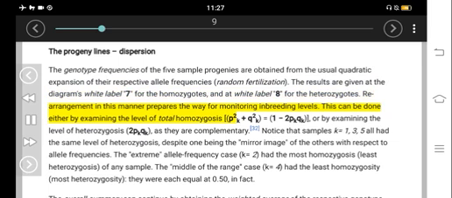This can be done either by examining the level of total homozygosis, P²K plus Q²K equals 1 minus 2PKQK, or by examining the level of heterozygosis, 2PKQK, as they are complementary.